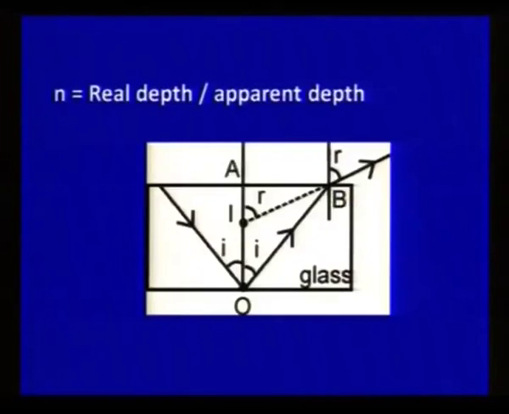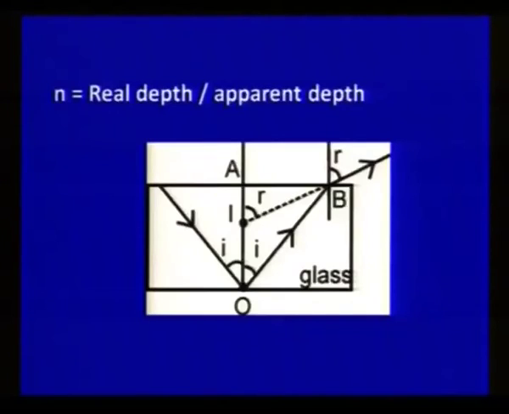Now, you can see in this diagram O is the object, its image is formed at I, and we can see that object O is appearing at I. So, AO is the real depth of the object and AI is the apparent depth of the object, and the relation is that refractive index is equal to real depth upon apparent depth.